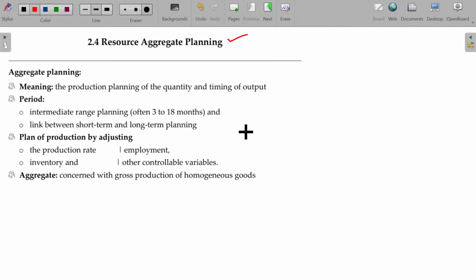Resource aggregate planning, or in short, we can call this aggregate planning. Aggregate is nothing but summing up, grouping, meaning the production planning of the quantity and the timing of output. Usually it's nothing but planning of your production: how many units you have to produce, and within what time you have to produce. All these things are going to be analyzed here.